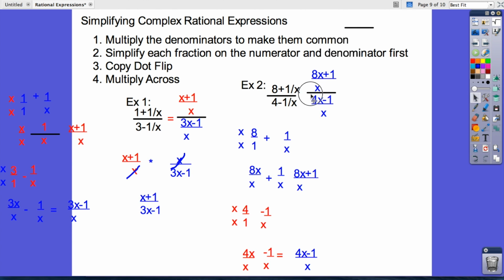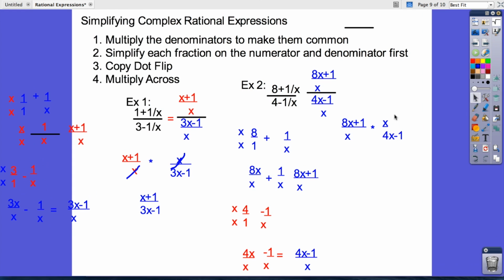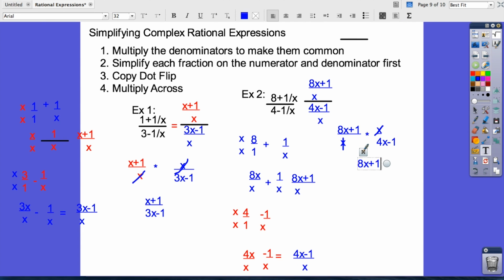And now that we have our numerator and denominator simplified, we are going to copy, like I literally just did. We're going to change the division to a dot for multiplication. And we are going to flip the bottom. So x divided by 4x minus 1. Cross cancel if you can. So you'll notice we have an x on the numerator, x on the denominator, so cancel those out. Your final answer should read 8x plus 1 divided by 4x minus 1.